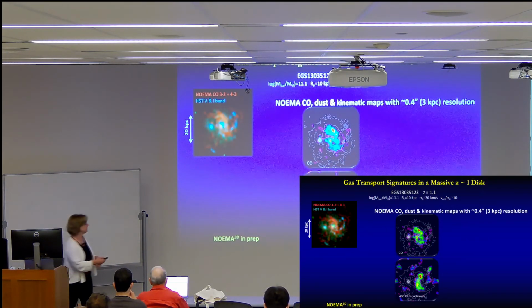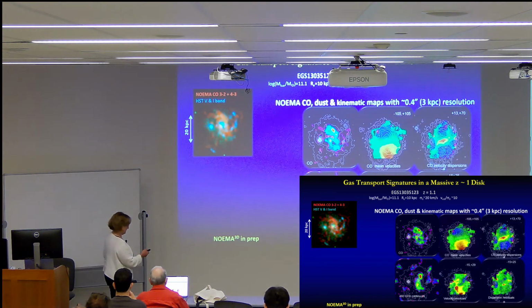Just to show you the data in a little more detail, these are our CO maps and the dust continuum map. Here is the map of the mean velocities, very regular CO signature. There may not be quite the same. There's still inflow, as we saw in the other one.